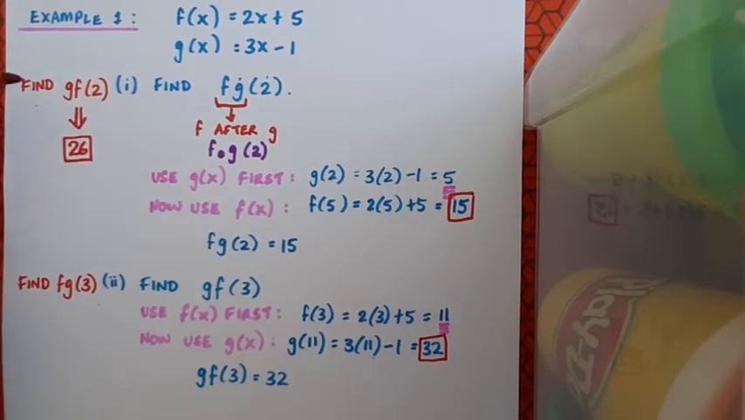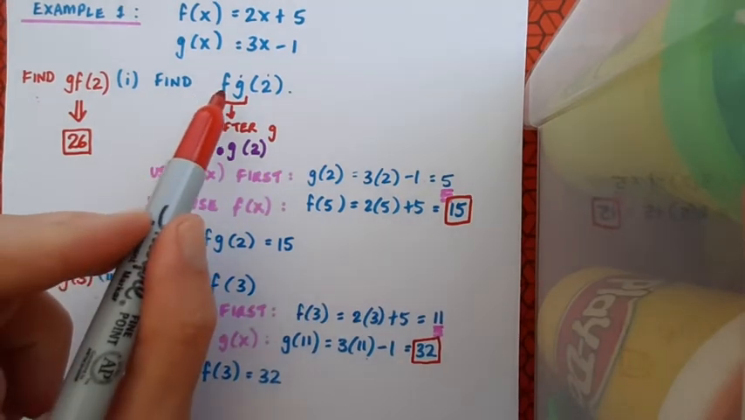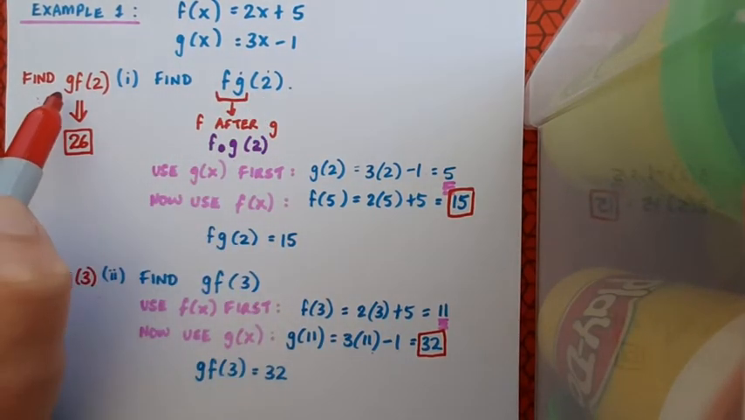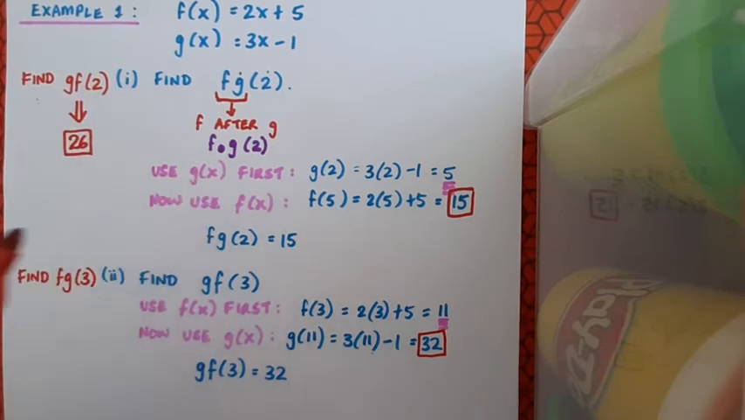The solution for gf of 2 is 26. This is clearly different from 15. So finding f after g of 2 is not the same thing as finding g after f of 2. So the order in which you use your functions matters. Moving on to the second one. F after g of 3 gives us a result of 21. Again, this is different from the 32 that we would get with gf of 3. So again, the order matters, so be careful in a composite function which function you apply first.